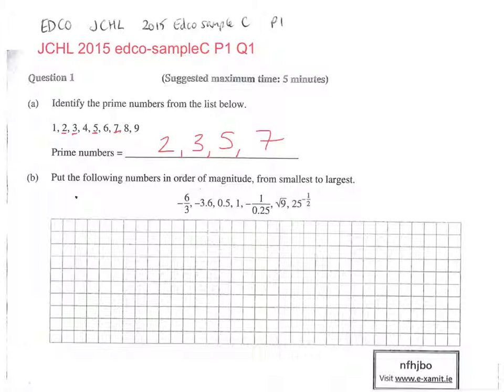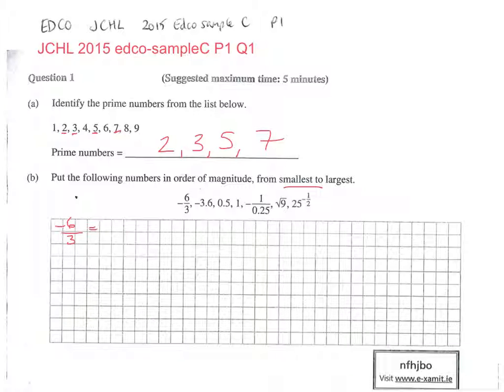Moving on to part B, we have a series of numbers there. It's quite a jumble with commas very closely packed together, but you have to pick through it all, and they're asking you to put them in magnitude from smallest up to largest. So let's just go through these to a certain extent and pick them away.